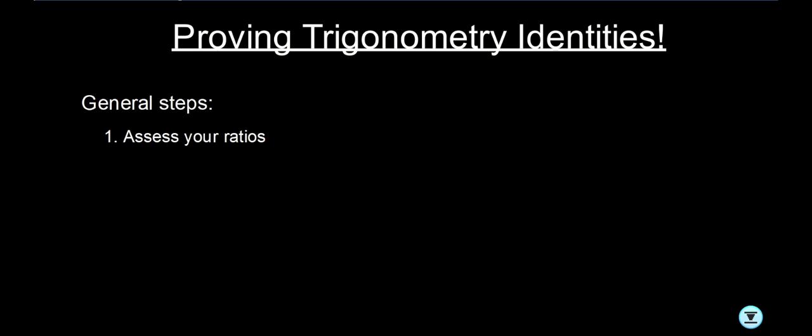Today we're going to be going through how to prove trig identities. We're going to go through some general steps that I generally find helpful, and then in the next video we're going to go through a bunch of different examples just to get the practice going. But before we get into any of that, what does it mean to prove a trig identity?